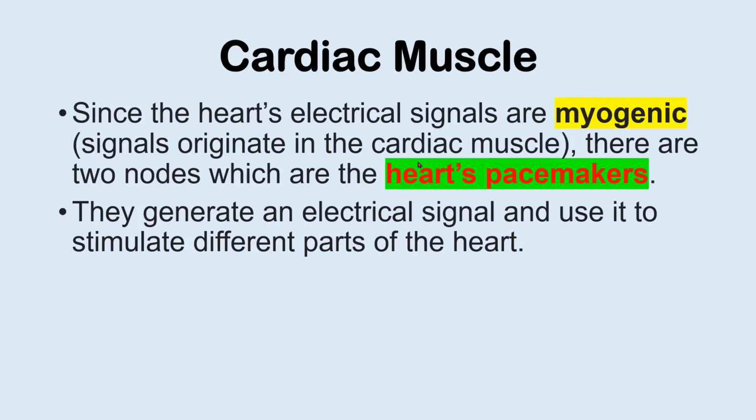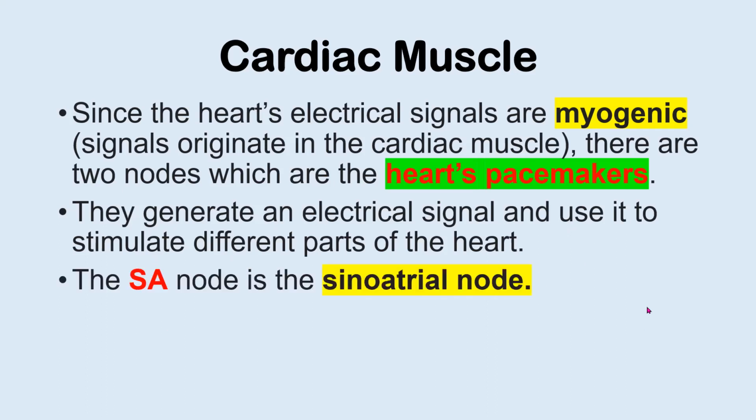Okay, so the heart's electrical signals are myogenic. Myo is muscle, and they originate in the muscle, in the heart. And there are two nodes. They're the two pacemakers, and they generate the signals for the contraction of the upper part of the heart and the lower part of the heart. But it's done in a very, very incredible way. Now, there are two nodes. These are the two pacemakers.